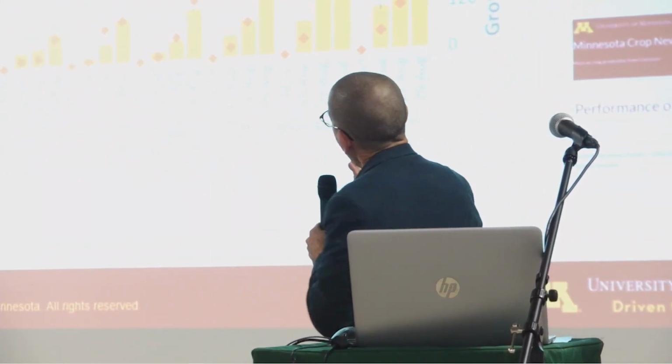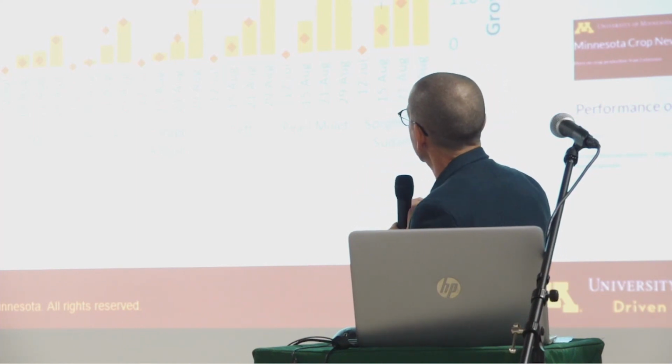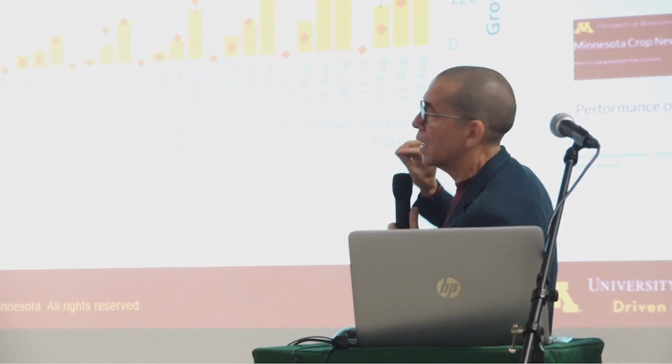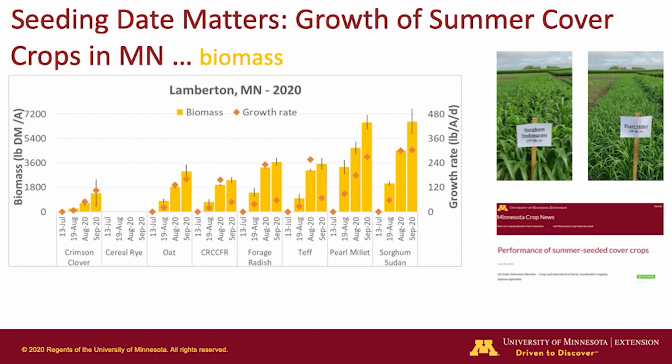just for you to see how planting date matters. This is a trial that we are doing with summer cover crops, different cover crops in Lamberton, different types of amounts of biomass and different growth rate, okay? So we planted crimson clover alone. That was planted on the 12th of July. Then cereal rye, oats, then a combination of the first three, forage radish alone, teff, pearl millet, and sorghum.